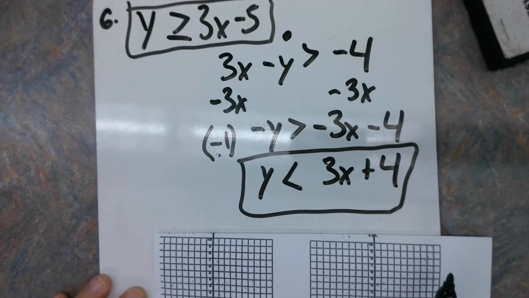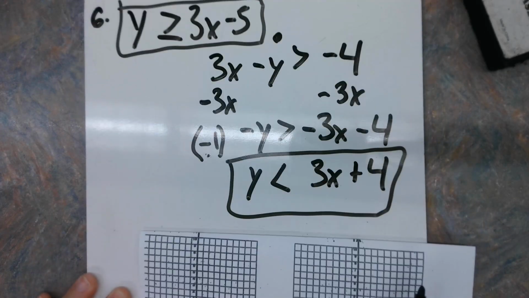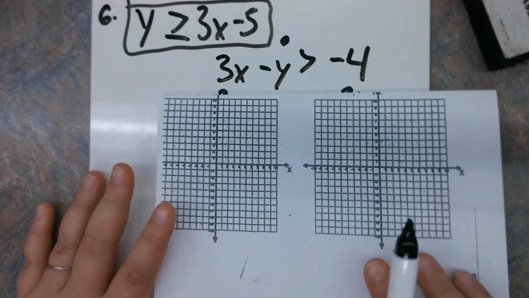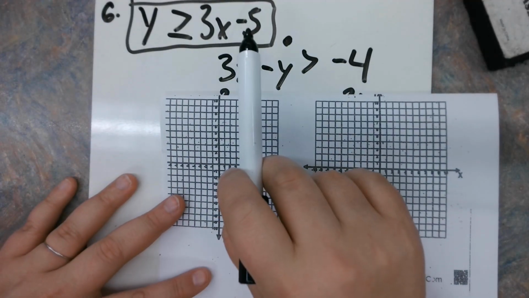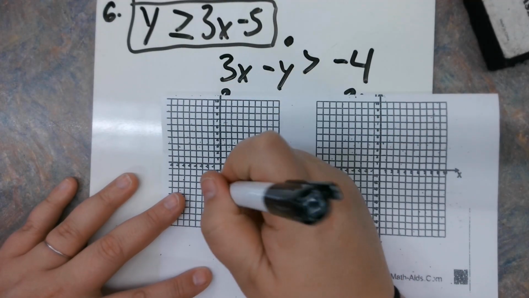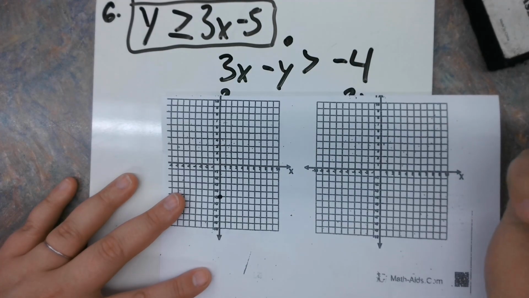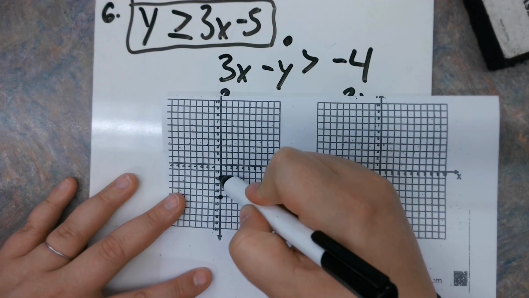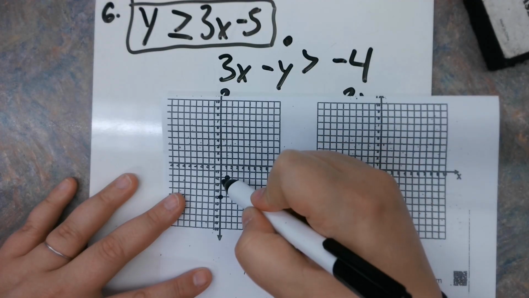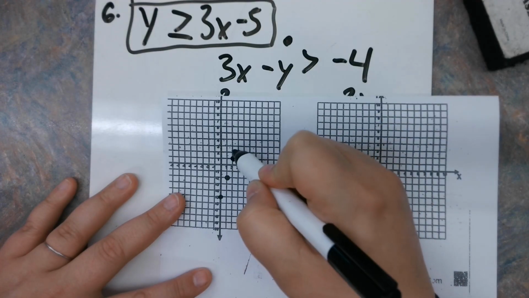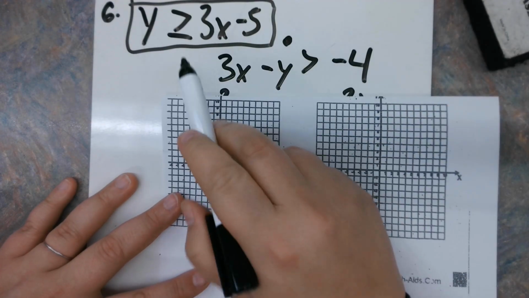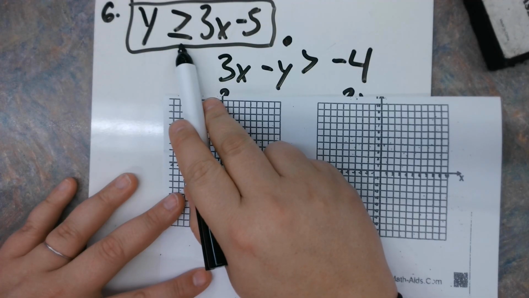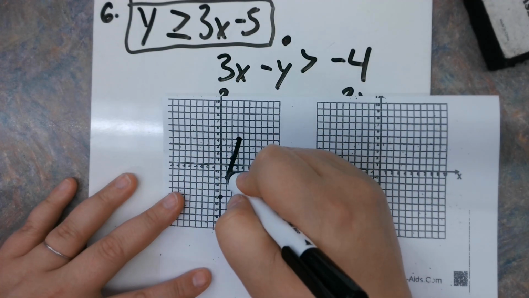Here I go. I might have to slide up and down a little bit. I'm going to try not to erase this. So let's graph the first line. The y-intercept is negative 5, so I'm going to put a point on negative 5. The slope is 3. That means I'm going to go up 3, 1, 2, 3 over 1. This is going to be a solid line.